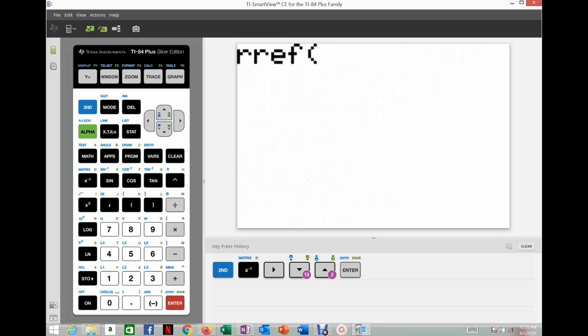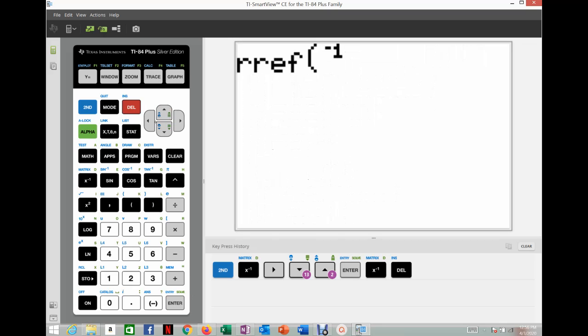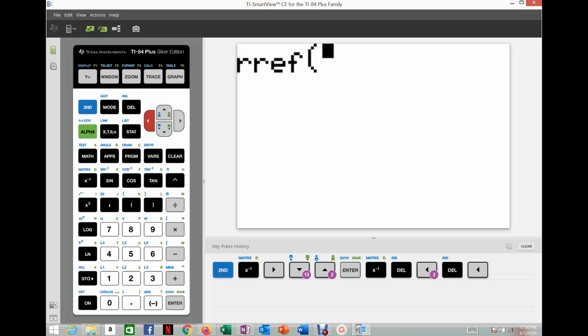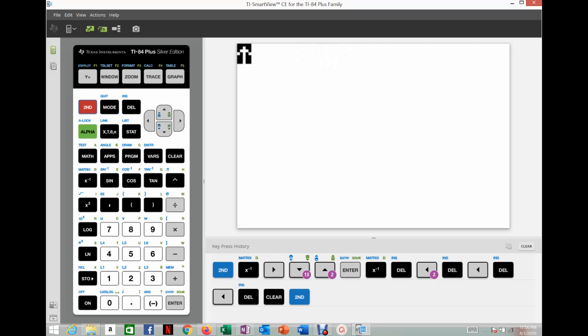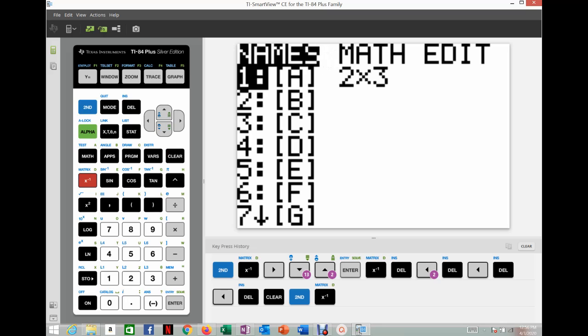All right, so now you should have the RREF on your home screen. Now I have to go into matrix one more time and pick my matrix out. I'm going to have to go pick it again because apparently I hit the wrong button, so give me a second while I do that.